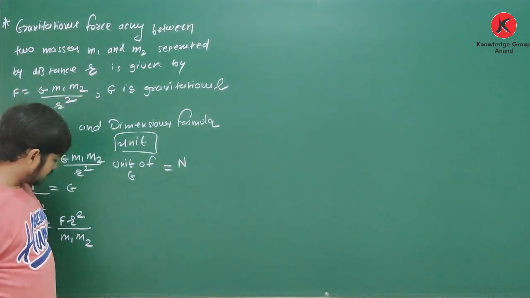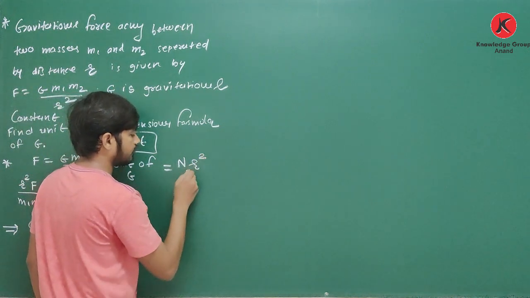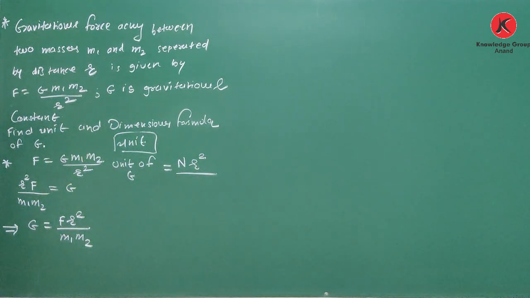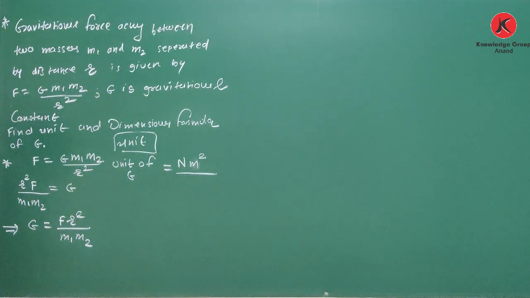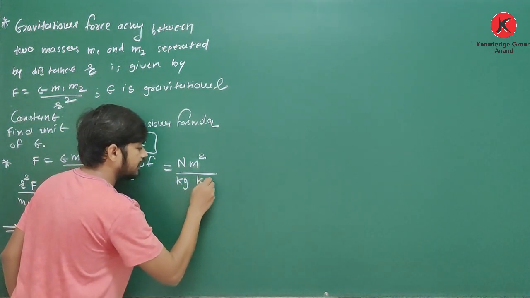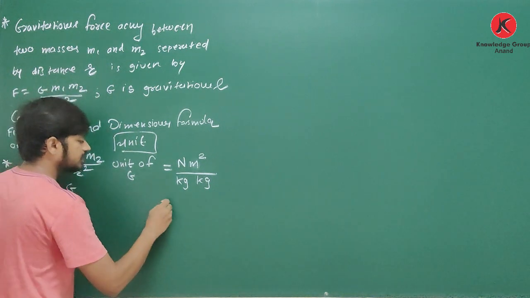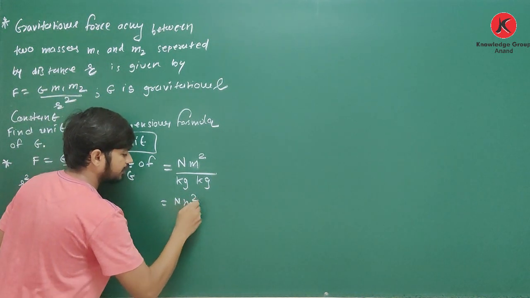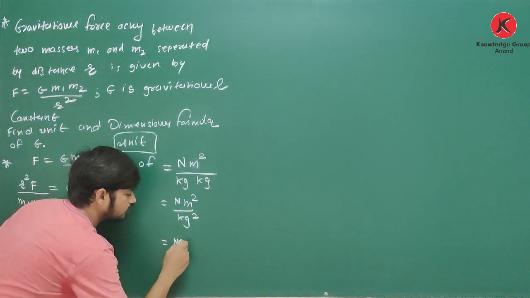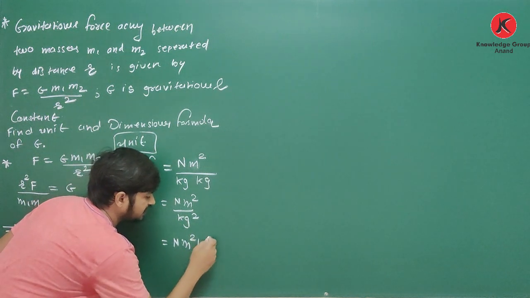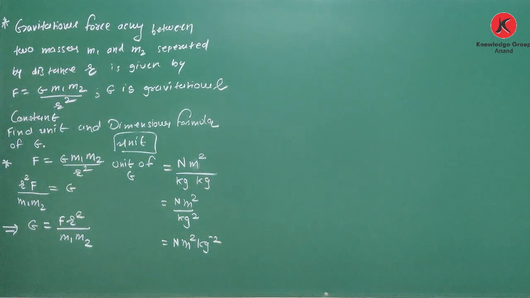But as here it is r square, it is meter square, because the SI unit of distance is meter. m1 and m2 are masses, so their unit is kg, and there it is also kg. So I can write this as Newton meter square upon kg square, or I can write this as Newton meter square kg raised to minus 2. Clear about this? So yes, this is how to obtain the unit.